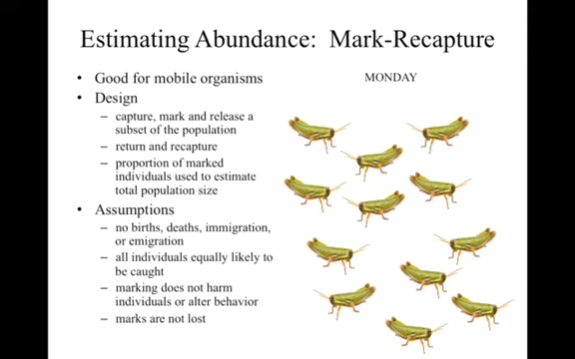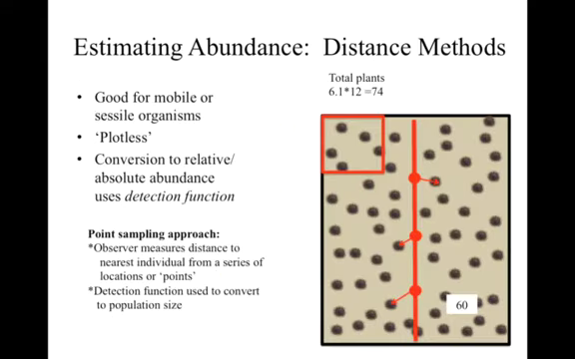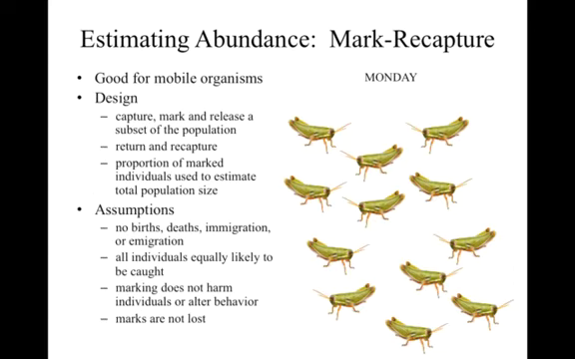All right. So again, those distance methods are good for both mobile and sessile organisms. The final estimation method we're going to talk about is mark recapture, and this is best for mobile organisms. So how does mark recapture work? The idea is you basically go out into the field, you capture an organism, you mark it in some way. Maybe you paint it, maybe you clip its wings, you do something so you'll know you caught it before, and then you release it back. And then you return at a later time point, maybe the next day, and you capture organisms again, and you figure out what fraction of the new organisms you've already captured in the past.